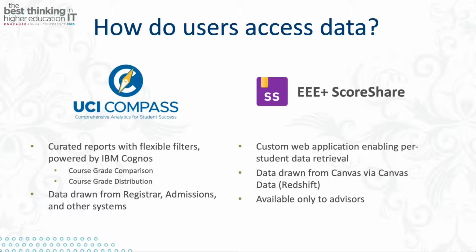All of our data comes from the registrar, admissions, and other systems. The other system that I'll be talking about is ScoreShare, EEE plus ScoreShare. It's part of our LMS environment. It's a custom web application that enables per-student data retrieval through a pretty easy lookup system. The data for that all comes directly from Canvas via the Canvas data product. We have a Redshift instance that Instructure maintains on our behalf, and it's available only to advisors. So it's a pretty limited system. I think there's like 80 users who have access to it.